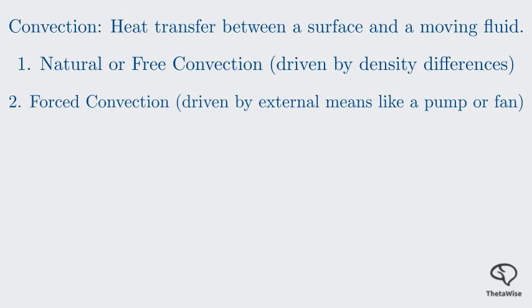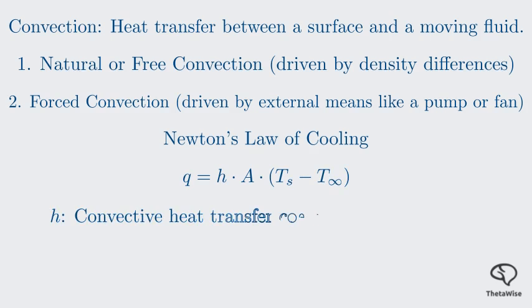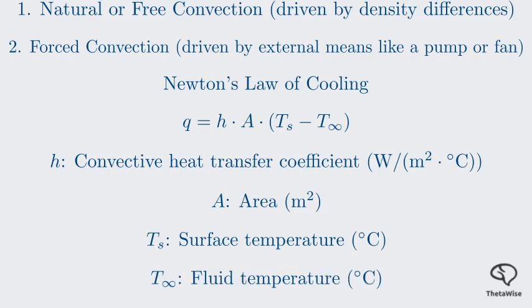The rate of convective heat transfer is described by Newton's law of cooling. This law states that the rate of heat flow, Q, is proportional to the difference in temperature between the surface, T sub S, and the fluid, T sub infinity. Here, H is the convective heat transfer coefficient. Unlike the thermal conductivity K, H is not a material property. It's a complex variable that depends on many factors, including fluid properties, fluid velocity, surface geometry, and the type of flow. A is again the surface area in square meters, and T sub S minus T sub infinity is the temperature difference driving the heat transfer.